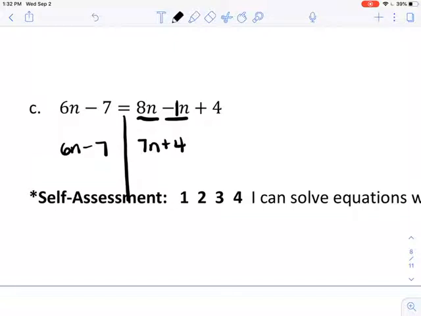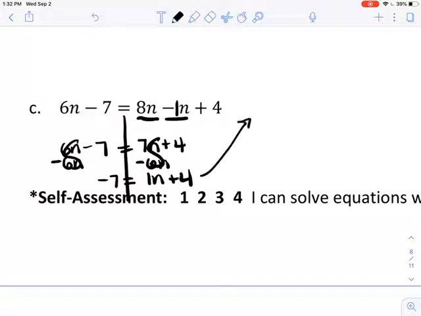Now I can solve it the way we did yesterday by subtracting one of the n terms. So I'll subtract this one because it's smaller. I don't like negatives, do you? So I'll subtract 6n from both sides, and remember that it has to be the variable term. Oh my goodness, I put that those cancel out, but they actually don't. So 7 minus 6 is 1n, and then I'll keep my plus 4.